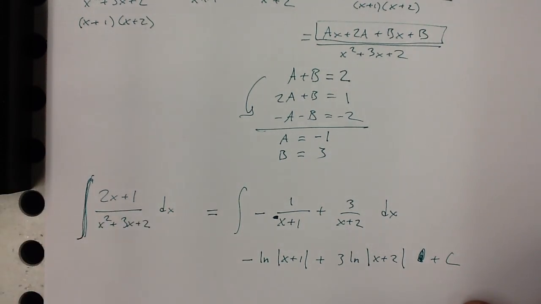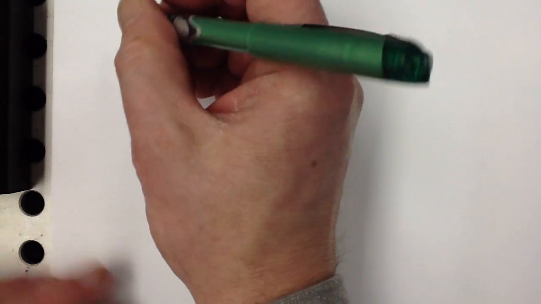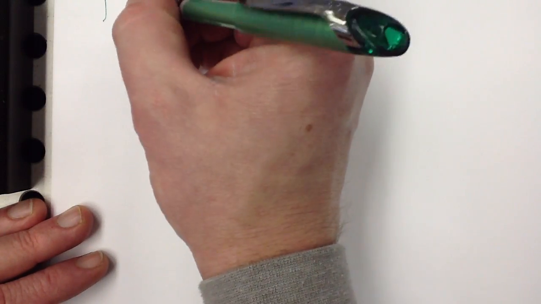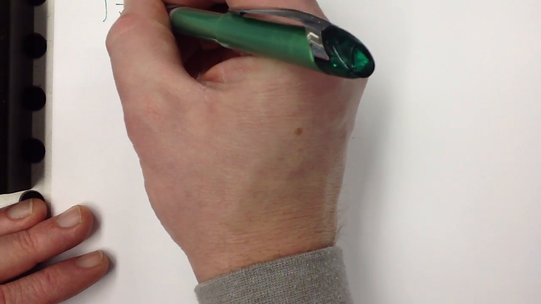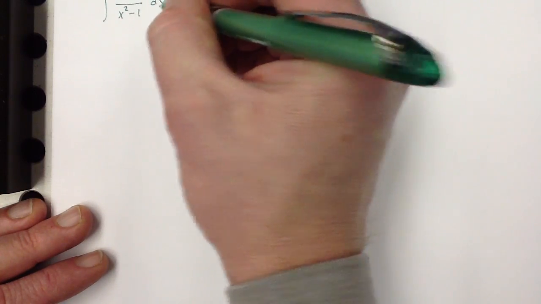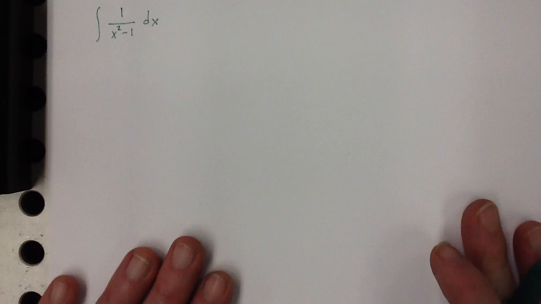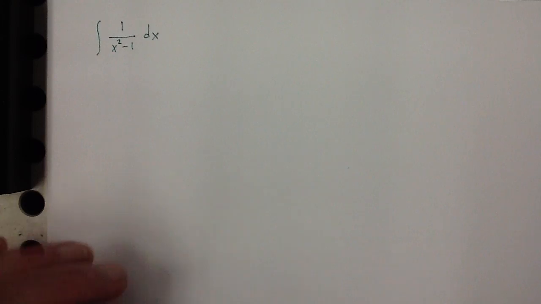Okay, so let's do a couple more examples. Let's find, we know what the antiderivative of 1 over x squared plus 1 is. That's tangent inverse, right? But what about the antiderivative of 1 over x squared minus 1?